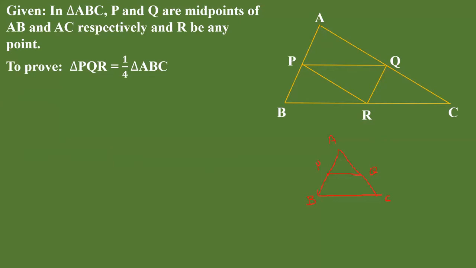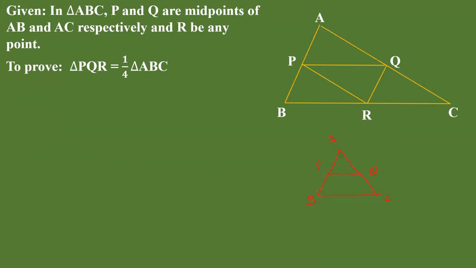But before we proceed, let me recall the midpoint theorem. Can you see in the red figure that's a triangle ABC, and P and Q are the midpoints. If you join the midpoints P and Q, remember it's the midpoint theorem, PQ will be parallel to BC, and PQ is half of BC. So that's the concept we have to use here.